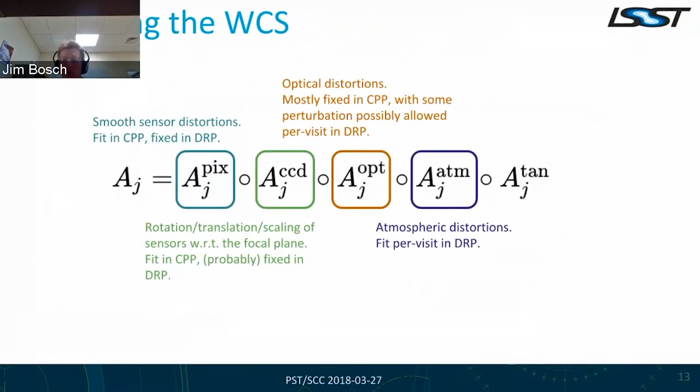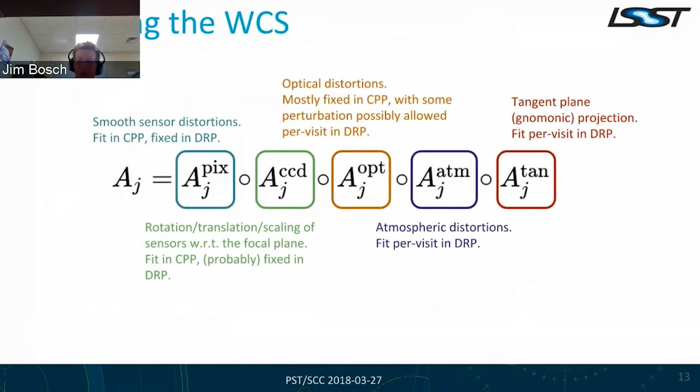There's also atmospheric distortions, and we have to fit those per visit. We can't really learn much about them, except maybe their power spectrum in calibration products production. And the last piece is just the very simple tangent plane projection that we're all used to from FITS WCS. This is also fit per visit, but it's just a couple of parameters.